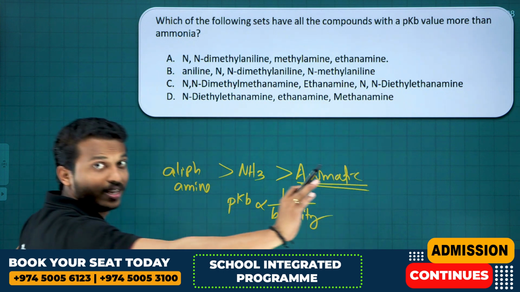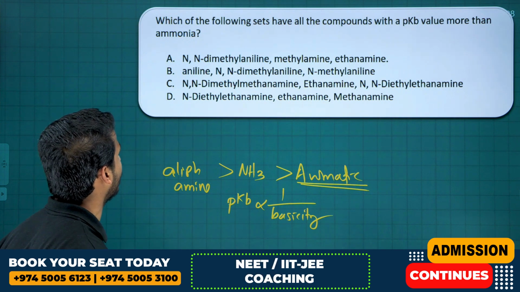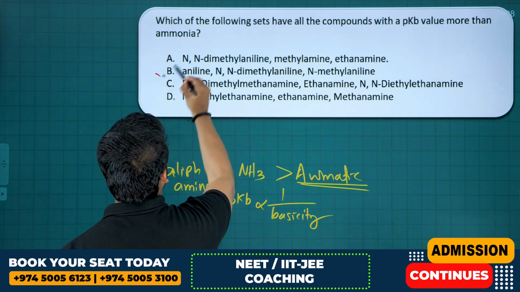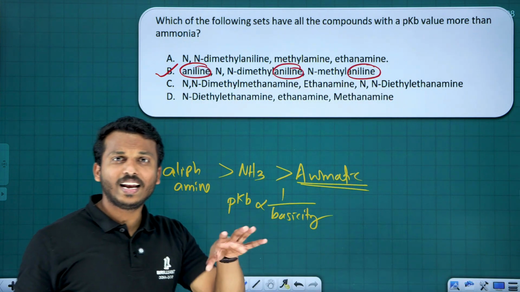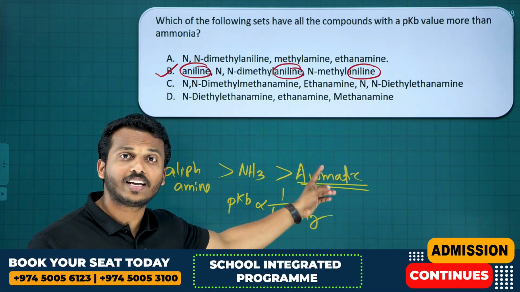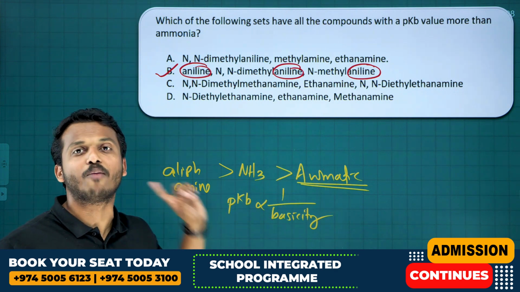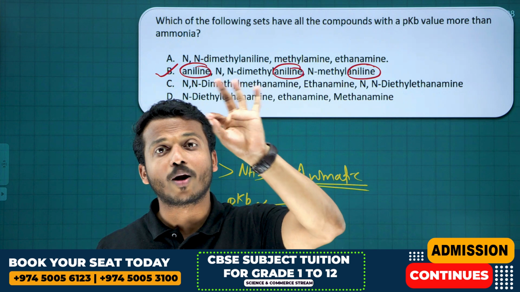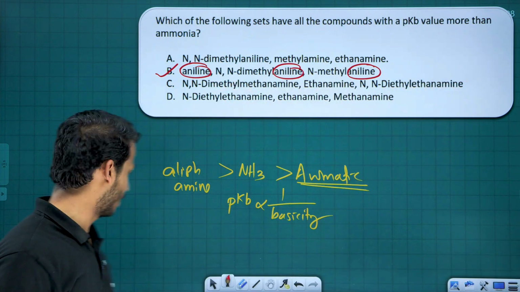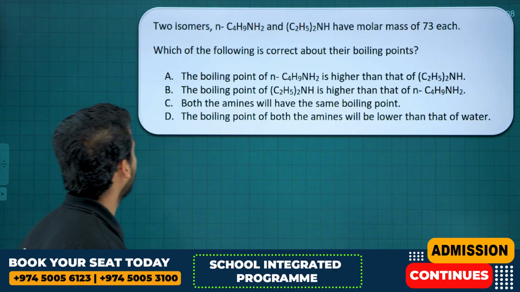Only fully aromatic. I will select B. See, aniline, aniline, aniline. Aniline is aromatic. Aromatic amines are less basic than ammonia, because in aromatic amines the lone pair is not available for protonation. Correct? Next one.